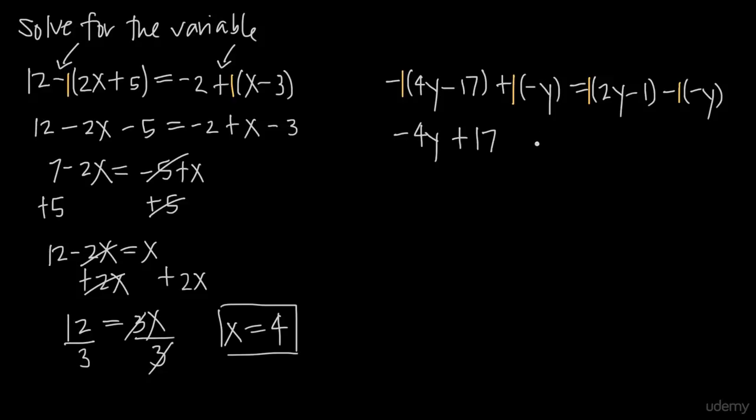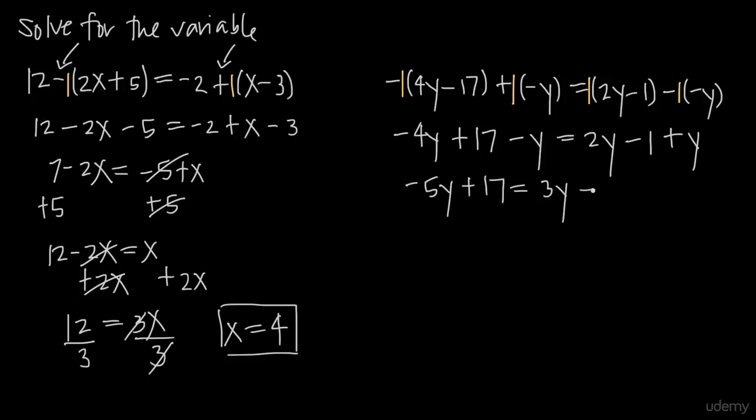Here we have positive 1 times a negative y is just going to give us a negative y. Remember, because it was a plus sign, the sign inside the parentheses here didn't change. We started with negative y, we ended with negative y. Here on the right-hand side, 1 times 2y gives us 2y. 1 times negative 1 gives us negative 1. Negative 1 times a negative y gives us a positive y. And now that we've eliminated our parentheses, we just simplify. So combining like terms on the left, we have a negative 4y, and a negative y gives us a negative 5y plus 17 equals 2y plus 1y is 3y minus 1.